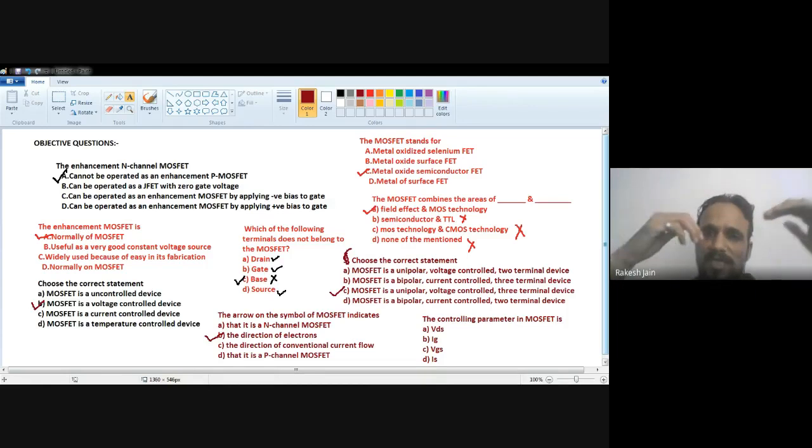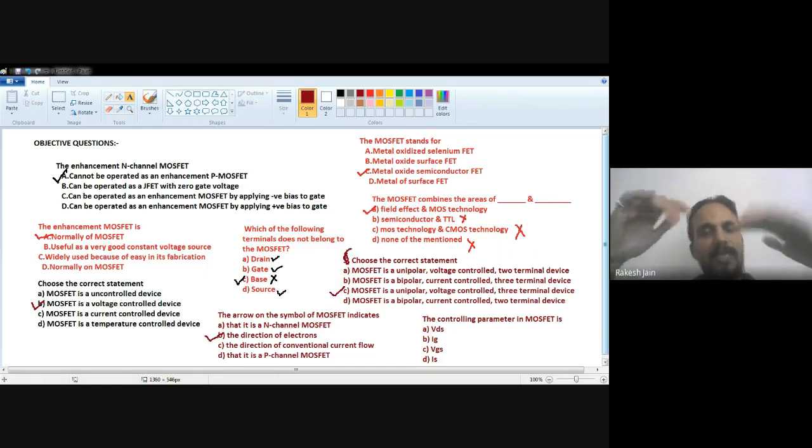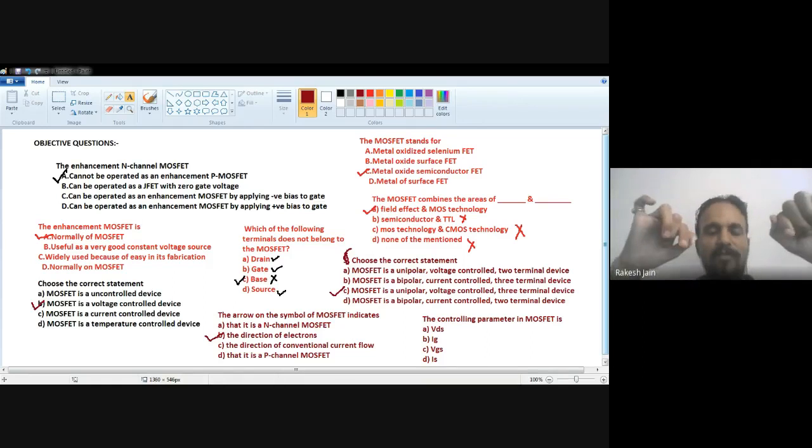Now what are the input terminals? There are three terminals in the MOSFET: drain, from which we take out the output current, that is drain current ID, source, and gate. Source is the middle terminal, and gate. So what are the input terminals? Gate and source. Between those terminals we apply the battery. Because of that applied battery, whatever voltage is generated between the gate and source terminals, there will be an effect on the output drain current. That's why the controlling parameter is gate to source voltage, termed as VGS. So the answer C is correct.